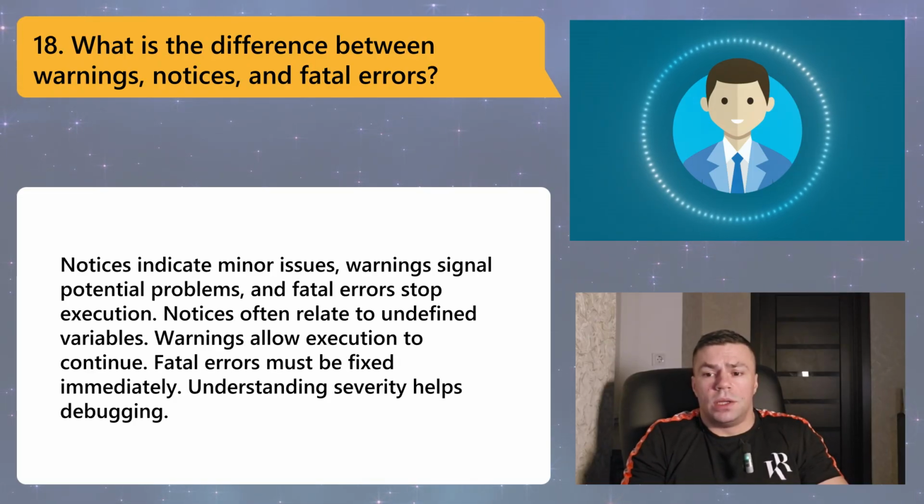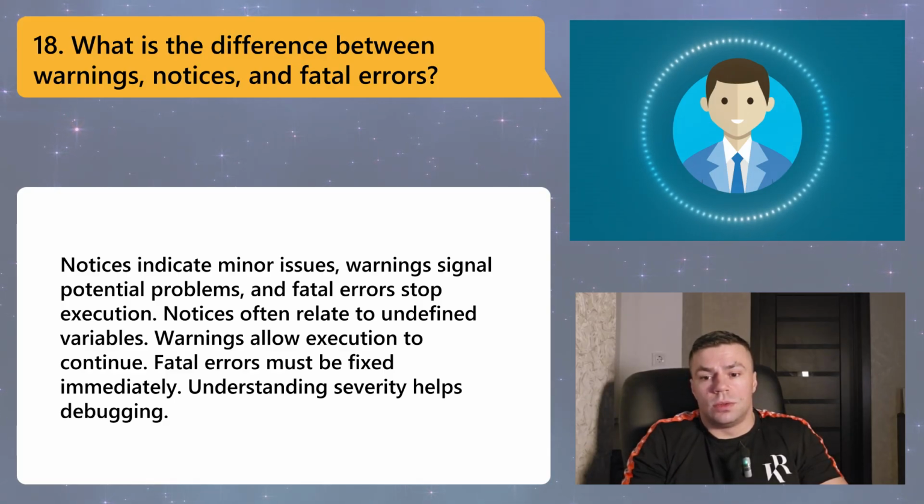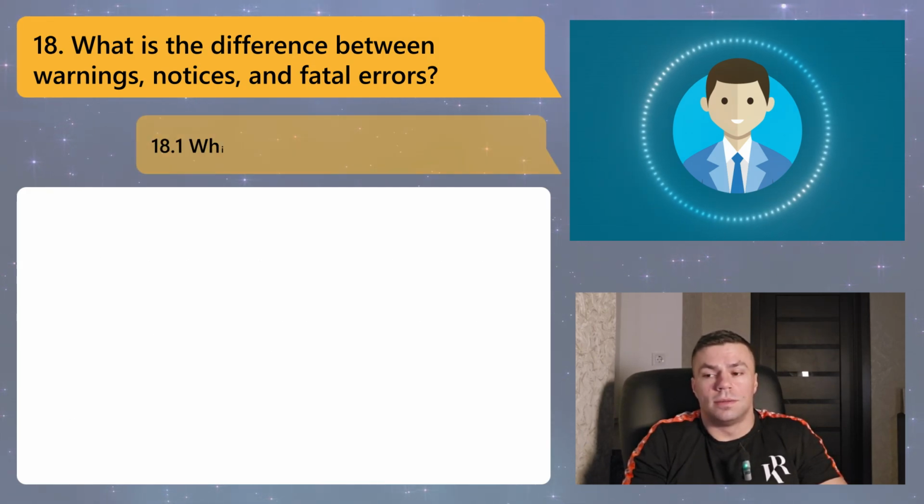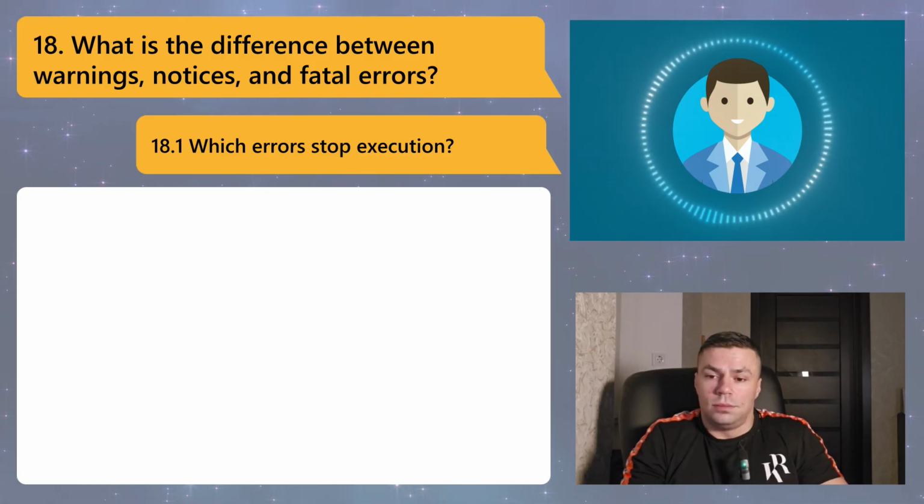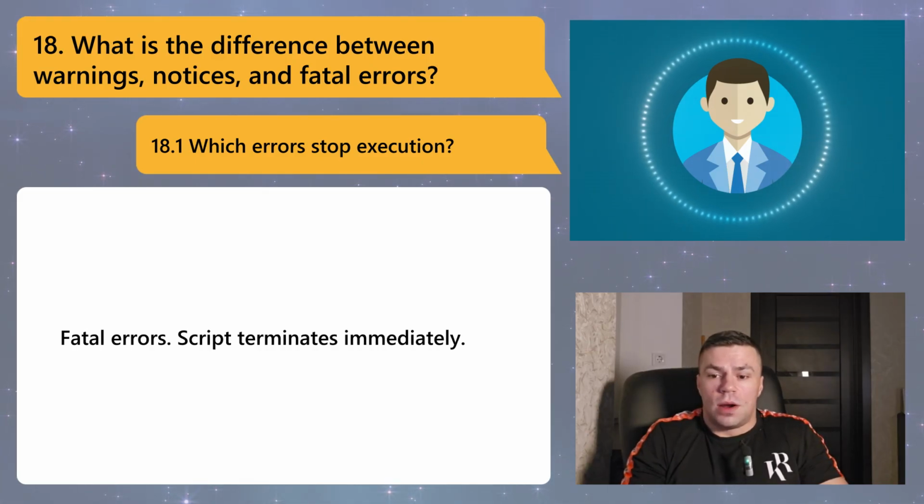What is the difference between warnings, notices, and fatal errors? Notices indicate minor issues, warnings signal potential problems, and fatal errors stop execution. Notices often relate to undefined variables. Warnings allow execution to continue. Fatal errors must be fixed immediately. Understanding severity helps debugging. Which errors stop execution? Fatal errors. The script terminates immediately.